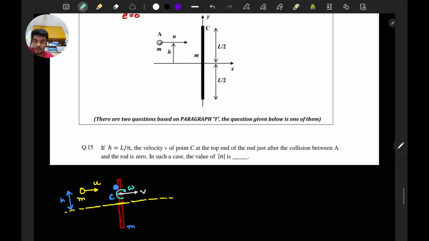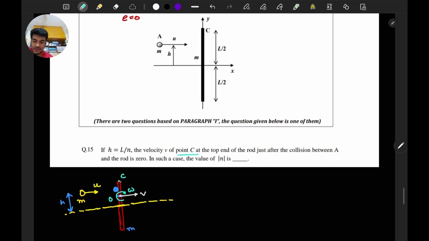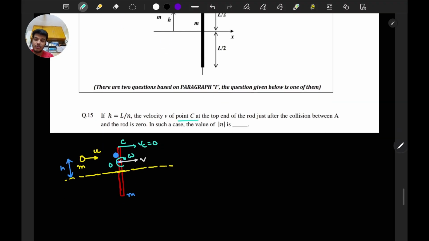Okay, so if h equal to L by n, the velocity v of point C at the top end of the rod, just after the collision between A and the rod, is 0. Let us name the center of mass as O, and this is point C at the top. The velocity at point C must be 0, it has been said. So this is Vc, say, equal to 0. In such a case, what is the value of n? So after the collision, as I said, let the velocity of the new center of mass be v, and the angular velocity obtained due to this collision be omega.